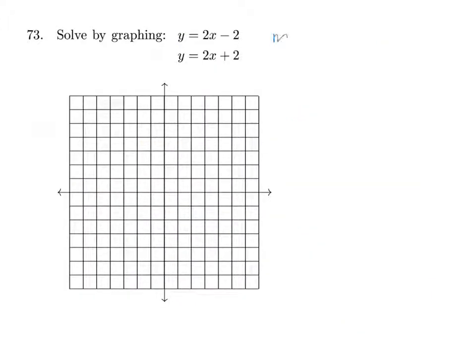Okay, these two equations are already in slope-intercept form. Perfect. That makes our life easy. All right, first equation, I start off at -2, then I go up 2, right 1. And then the next equation, I go up 2, and I apply the same slope, up 2, right 1, up 2, right 1, down 2, back 1.